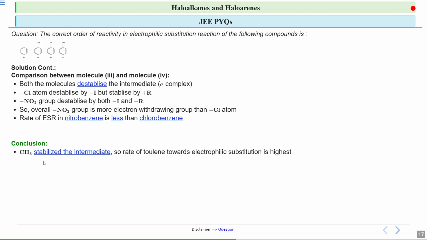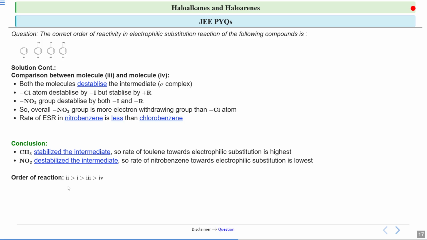So the conclusion is that the methyl substituent stabilizes the intermediate, the sigma complex. So the rate of toluene towards electrophilic substitution is highest. And NO2 destabilizes the intermediate due to its electron withdrawing nature. So the rate of nitrobenzene towards electrophilic substitution is lowest. So your order of reaction will be highest for the second molecule, then comes benzene, then the third molecule, that is chlorobenzene, and then least will be for nitrobenzene. So the correct answer is option D.